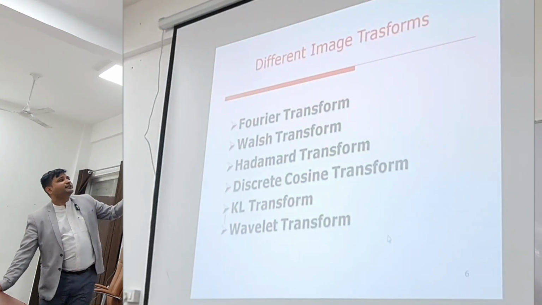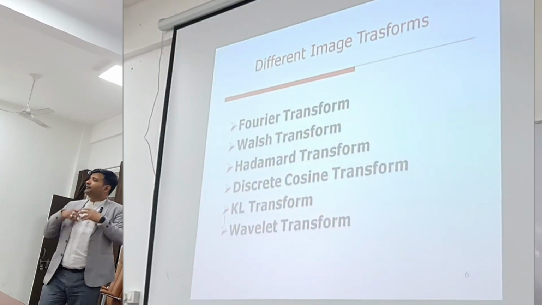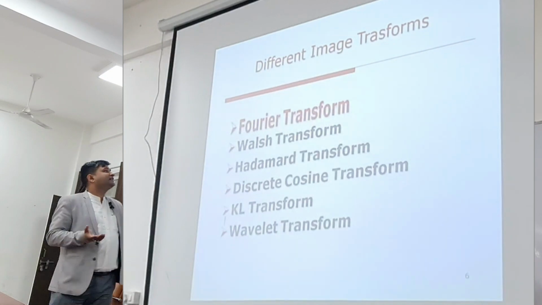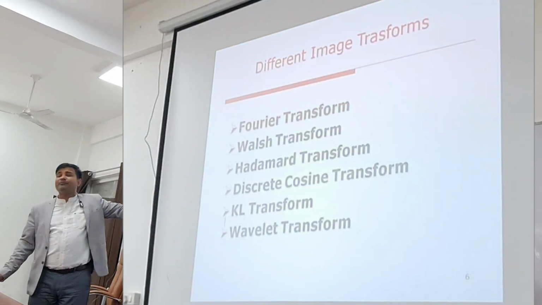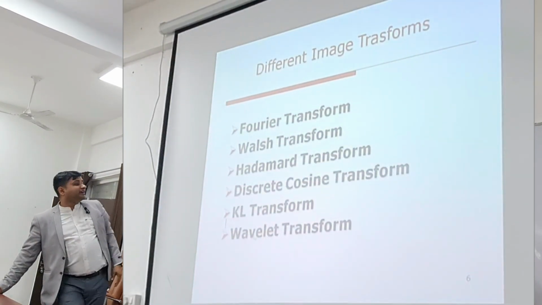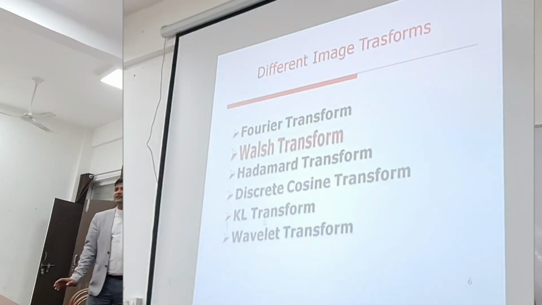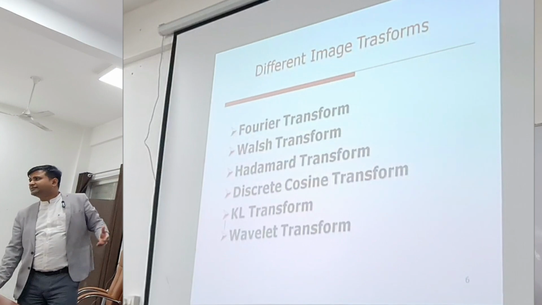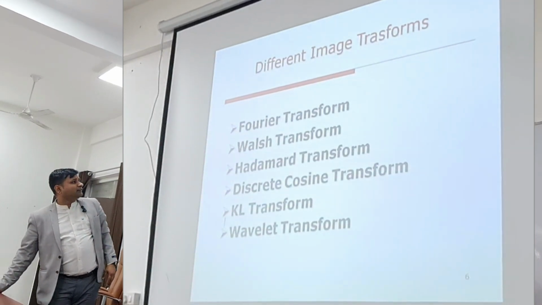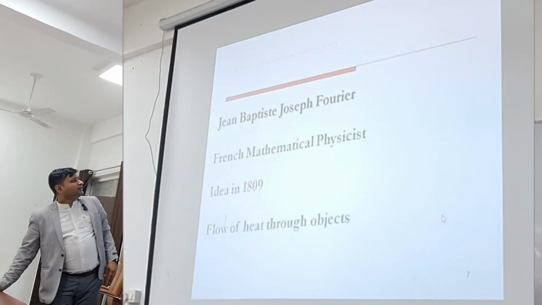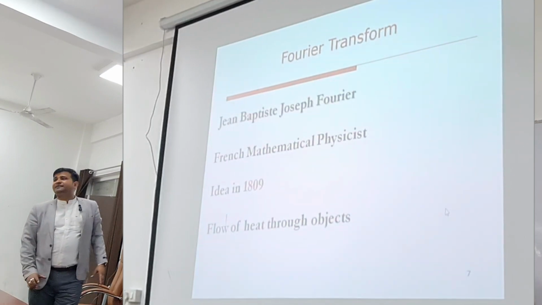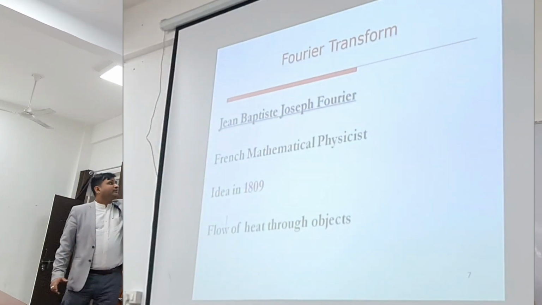These are the different image transforms. You have studied the Fourier transform, Walsh transform, Hadamard transform, discrete cosine transform, KL transform, and wavelet transform. These are the various image transformations. First of all, you should also know the basics of the Fourier transform.